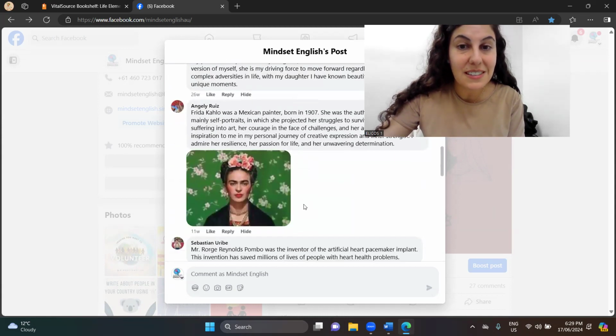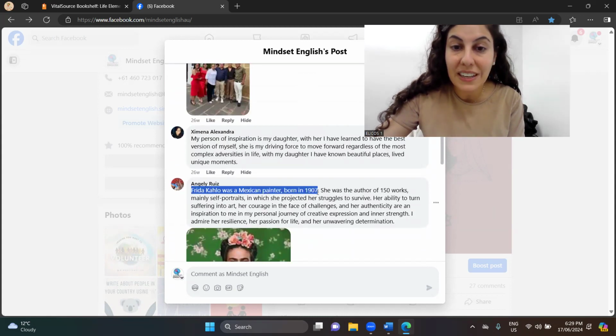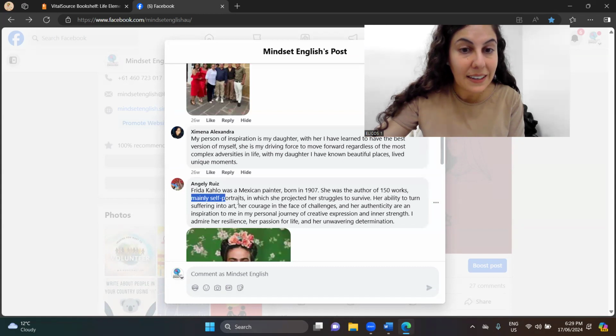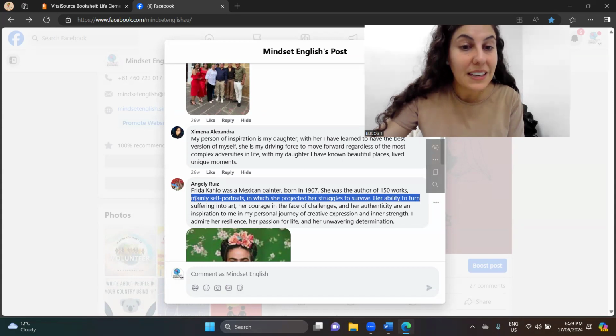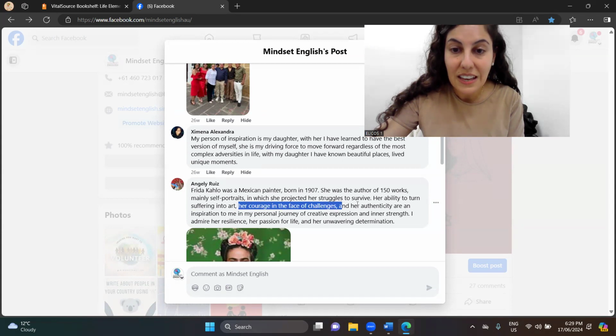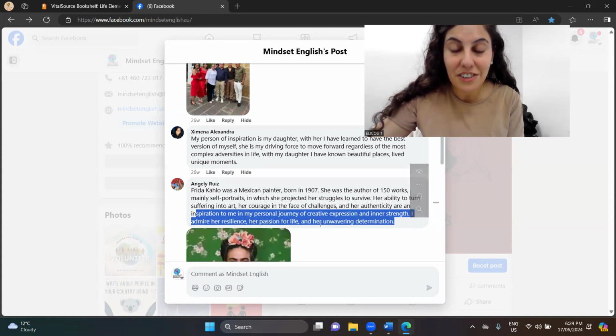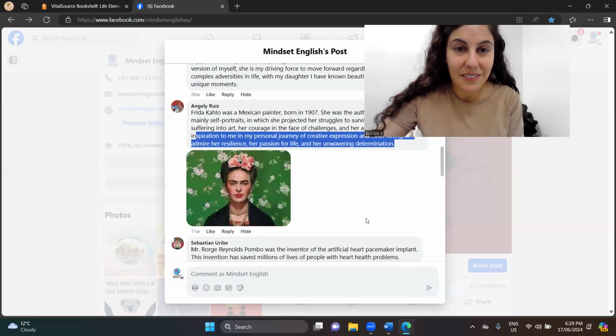I'll just read one more. So this is about Frida Kahlo. So Frida Kahlo was a Mexican painter born in 1907. She was the author of 150 works, mainly self-portraits, in which she projected her struggles to survive. Her ability to turn suffering into art, her courage in the face of challenges, and her authenticity are an inspiration to me in my personal journey of creative expression and inner strength. I admire her resilience, her passion for life, and her unwavering determination. And there's an image here.